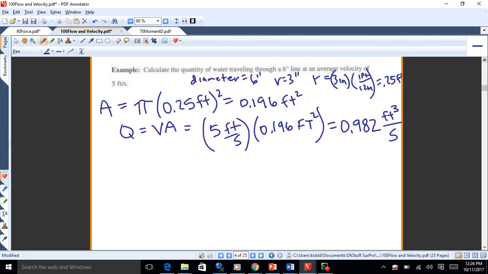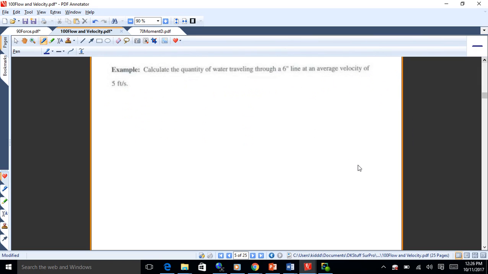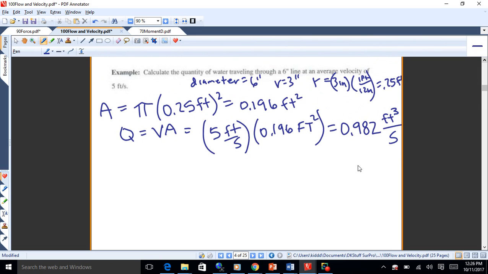At about 0.982, thereabouts. So you just find the area and then multiply by the velocity. Just be sure that your units match. That's the thing. The general unit for that is feet, square feet, and feet per second.